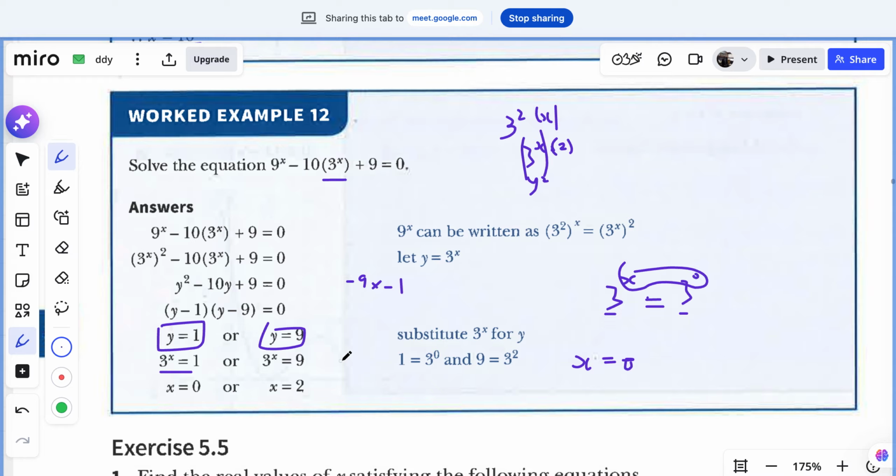9 is 3 to the power of 2. So for the second one, you say 3 to the power of x is equal to what? 9 means you have to break 9 down. 9 is 3 to the power of 2. So since the bases are same, you equate the power. So our power x equal to 2. That's how we got 2 here.